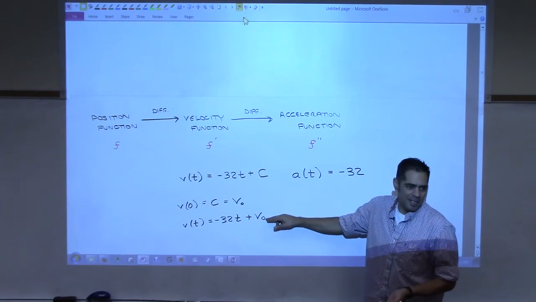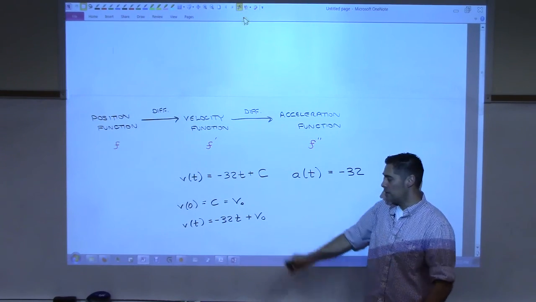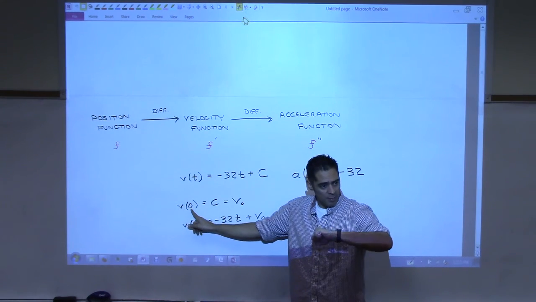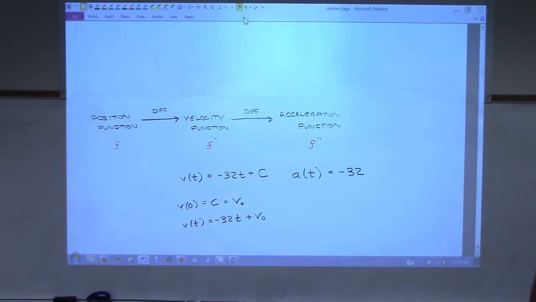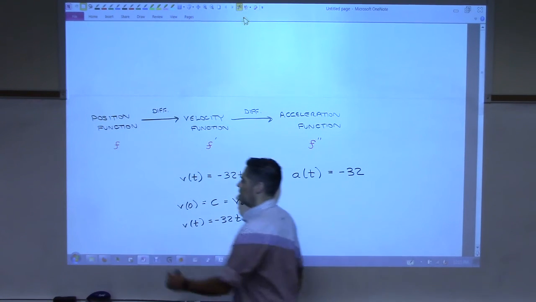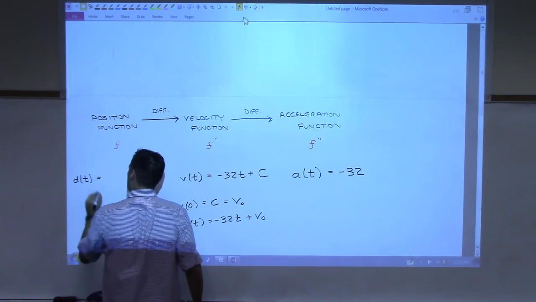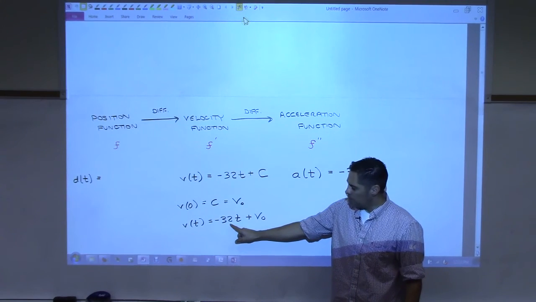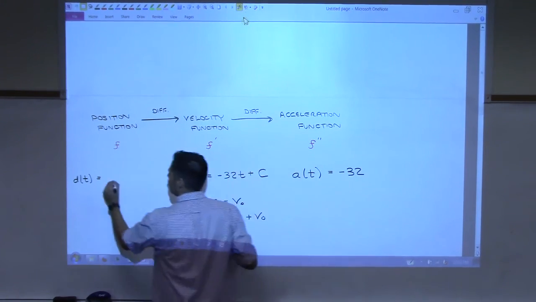V naught is really c, but it's special in the sense that we know that's the starting speed of the object, because I replaced t with 0, that's when we start. Make sense? Okay, give me the position function, which I'll call d of t. D meaning distance. D of t will be the antiderivative of this with respect to t. Negative 32 times 1/2 t squared, negative 16t squared.